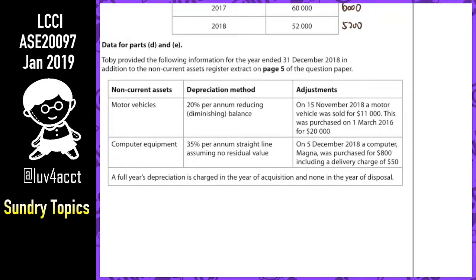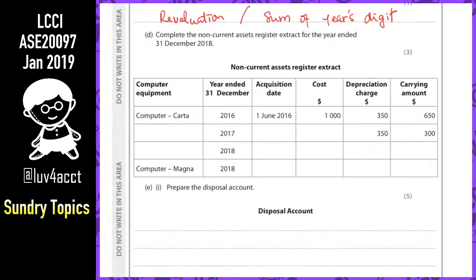Magna was purchased for 800, including a delivery charge of 50. So 50 should be included as the cost of Magna, because if the computer is not delivered, we cannot use it. So carriage in is included. The date of acquisition is the 5th of December, year 2018, the cost being 850.